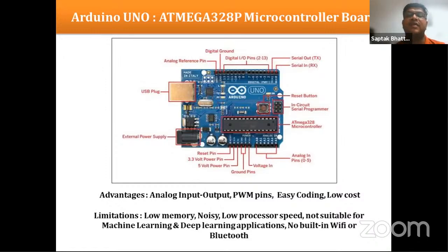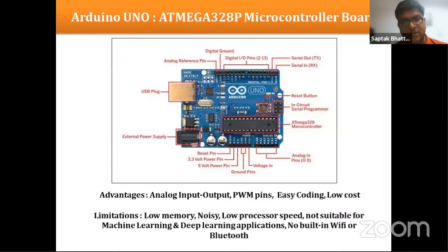Then we can interface other devices like Bluetooth devices or Wi-Fi devices with the serial pins. The advantage of this Arduino Uno is that programming is very easy. It follows a C-like structure, but it's a pseudo C. There is huge support for programming, and it is very easy to learn. Next, it has analog input and PWM output. The PWM pins can be used to control servo motors.